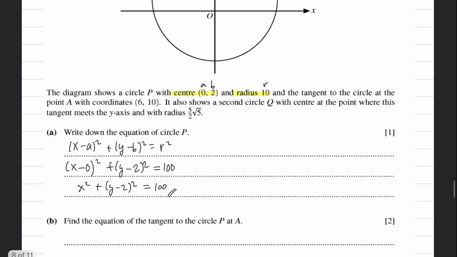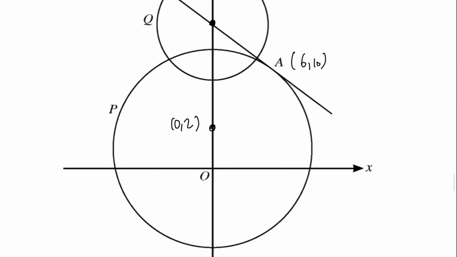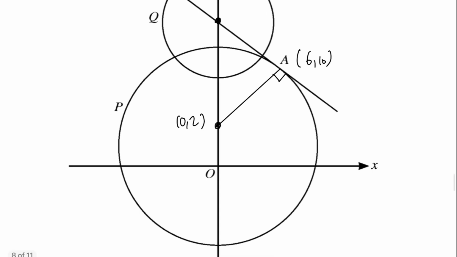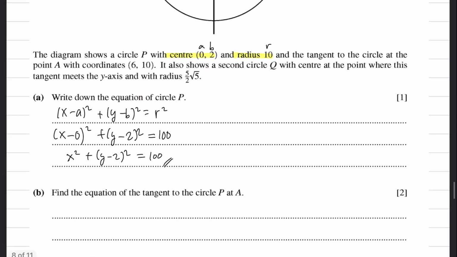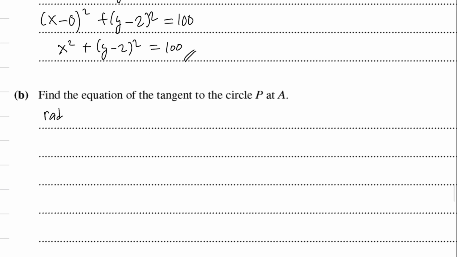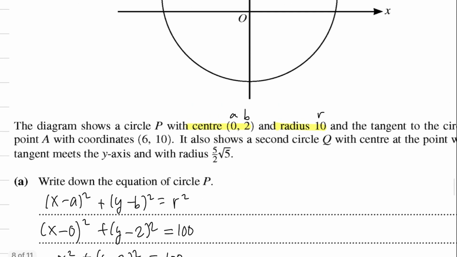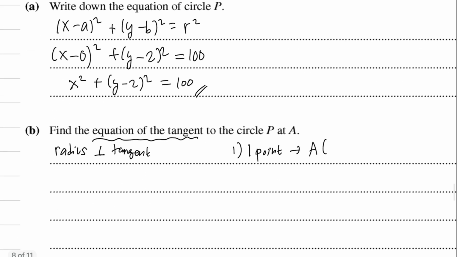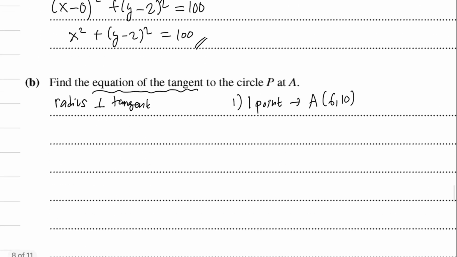The second question: find the equation of the tangent to the circle P at A. If you want to find the tangent equation, keep in mind that the radius and the tangent are always at 90 degrees. So the key here is the radius is always perpendicular to the tangent. If you want to find the equation of the tangent line, you need two things. The first one is a point that lies on the tangent. We have that, which is A, (6, 10). And you need the gradient of the tangent.